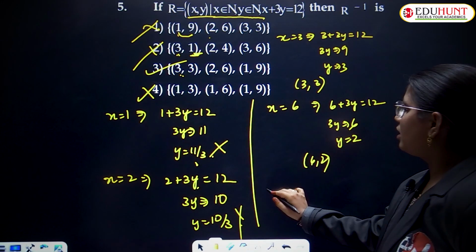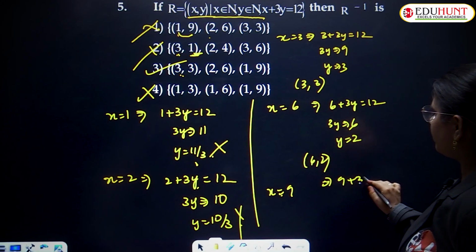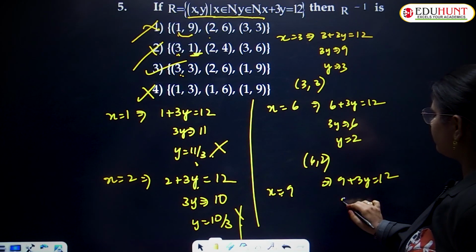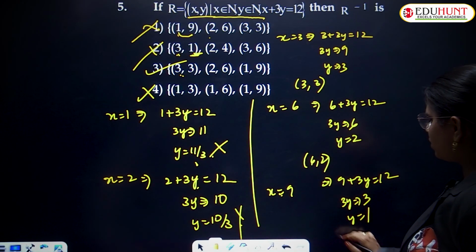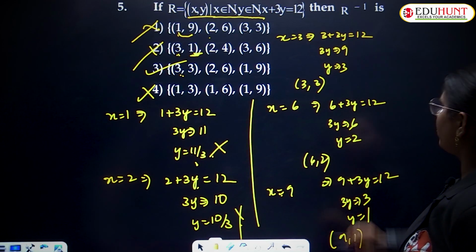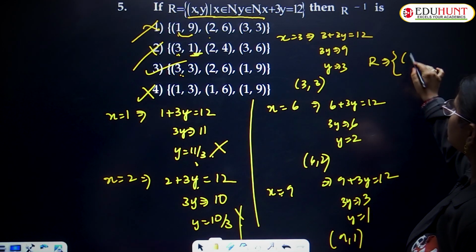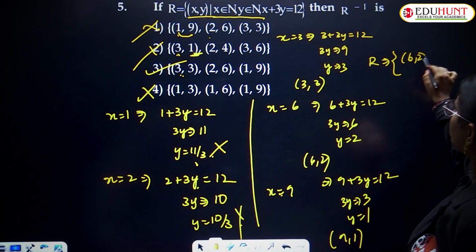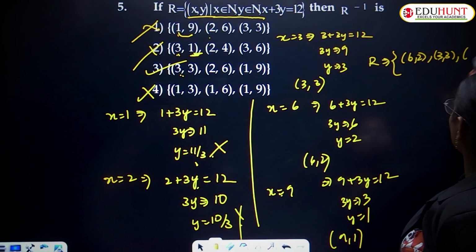Next, x value is equal to 9. 9 plus 3y is equal to 12. 3y is equal to 12 minus 9, which is 3. y is equal to 1. So (9, 1). So what are the elements you got here? R is equal to (6, 2), next (3, 3), next (9, 1).